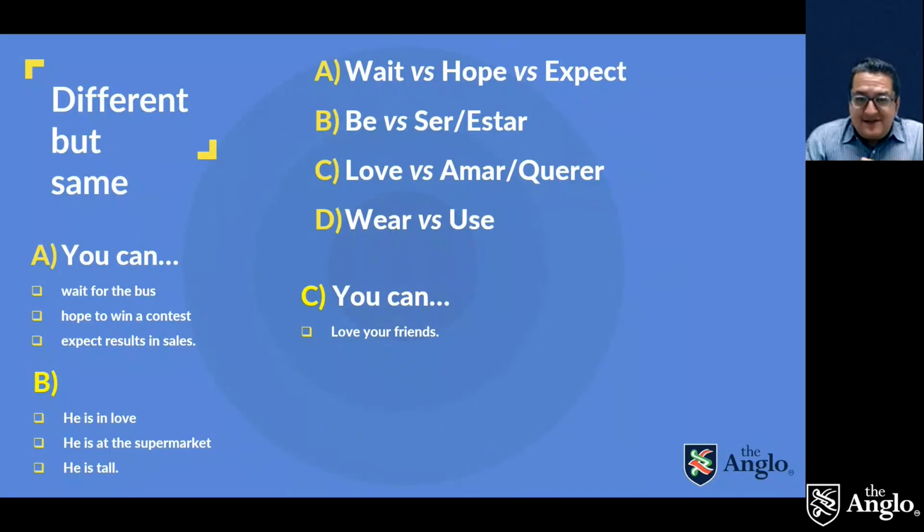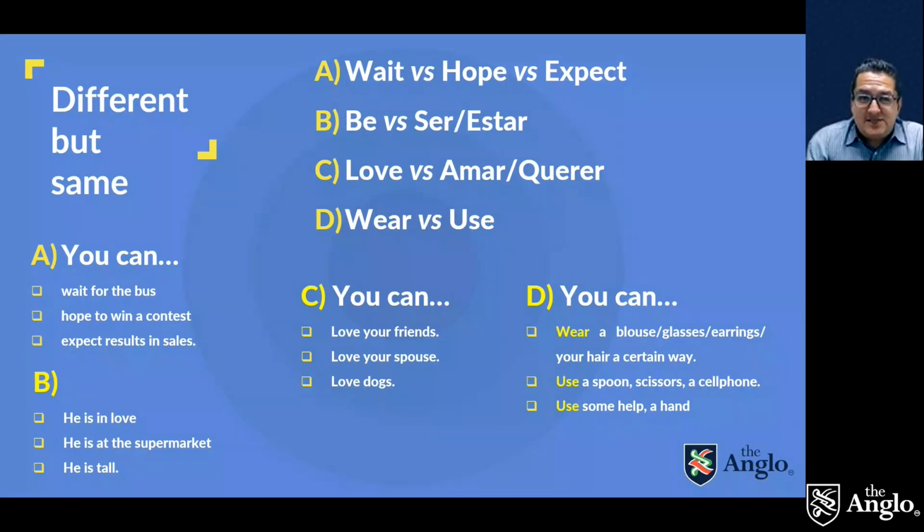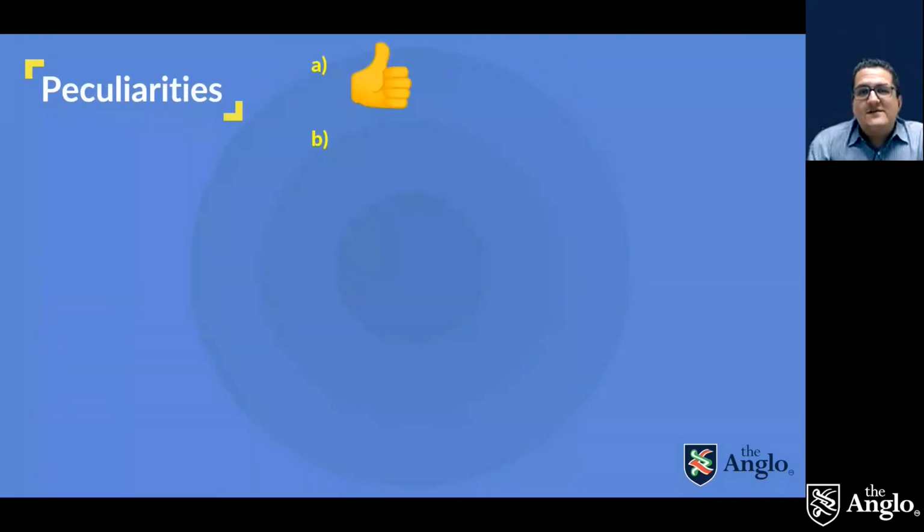You can love your friends, you can love your spouse, or you can love dogs, but that has a different meaning depending in Spanish on whether you use querer or amar. Okay, so we know. And in D, we can wear a blouse or glasses or earrings, or you can wear your hair a certain way, but you have to use a spoon or scissors or a cell phone, and you can use some help or you can use a hand. But those are idiomatic expressions. Okay, but yeah, so these verbs we need to pay attention to the slight but important differences that they can carry in meaning.